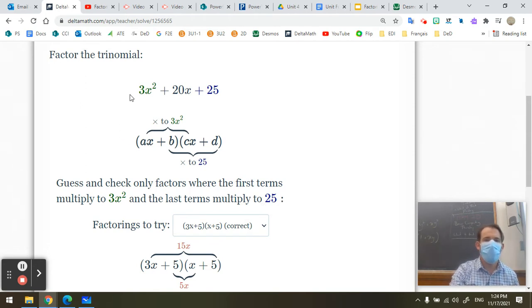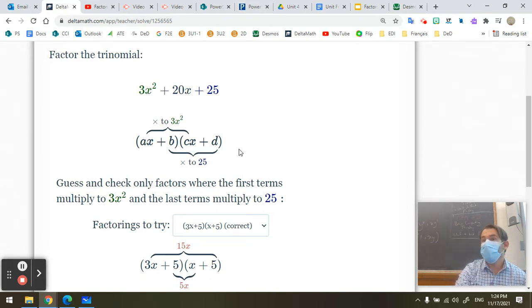Yeah, this one actually succumbs very easily to guess and check because 3 is prime and 25, there's really only two ways to multiply to that: 1 times 25 or 5 times 5. So there's only two options for B and D, 1 times 25 or 5 times 5, and there's only one option for A times C here. That's what I do in my head when I used to do these.